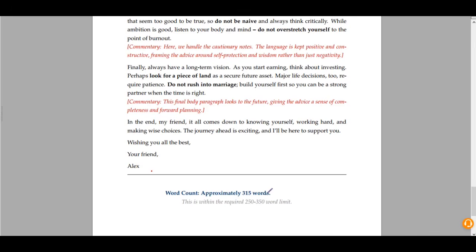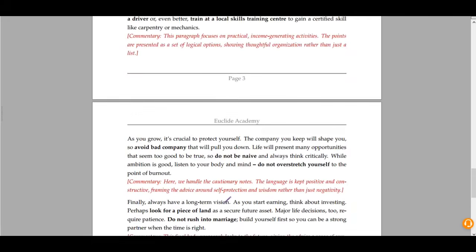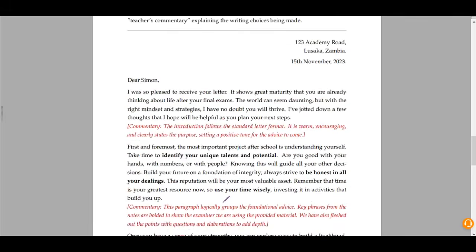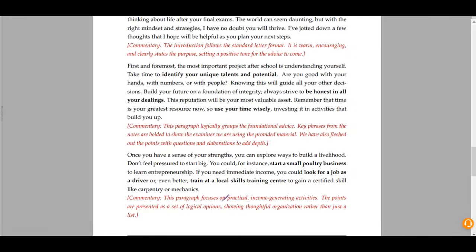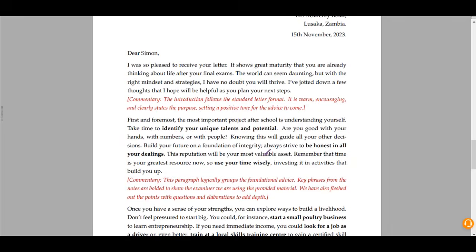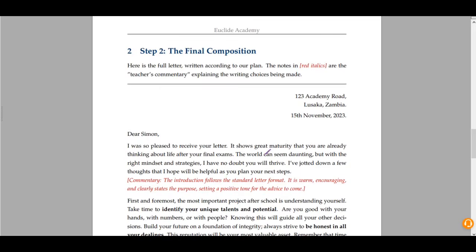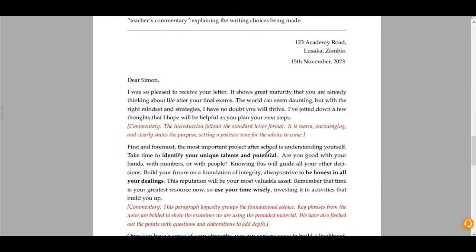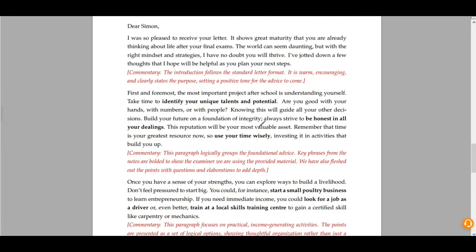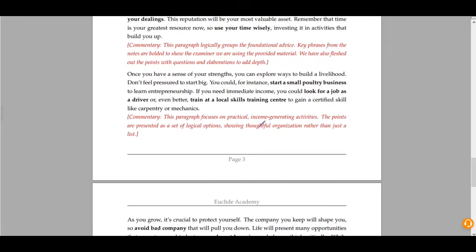The word count is within the 250 to 350 word limit. So that is how you put down your letter, and this is how I went about writing my answer to these compositions. The comments in red have been put down to help you understand why each paragraph was there.